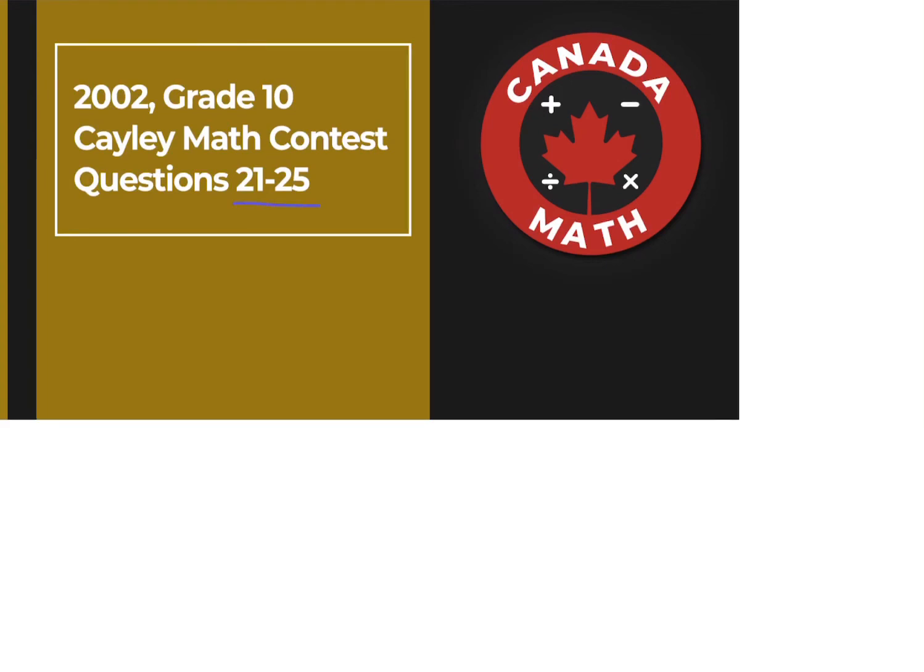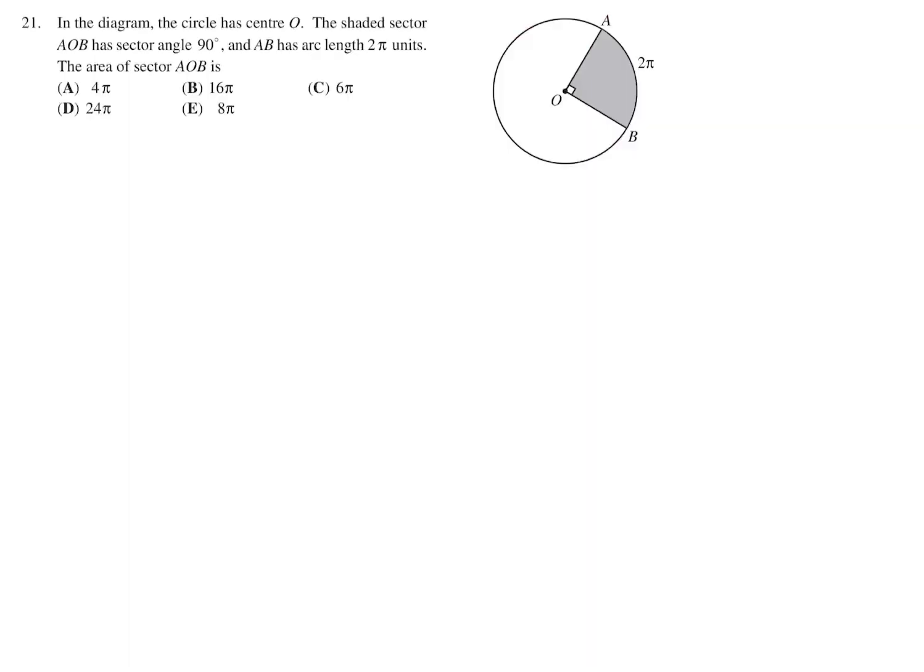Questions 21 through 25 on the 2002 Grade 10 Cayley Math Contest. In the diagram, the circle has center O. The shaded sector AOB has sector angle 90 degrees, and AB has arc length 2 pi units. The area of sector AOB is.